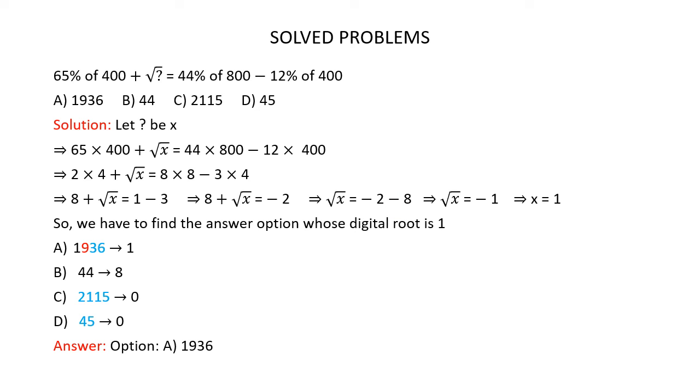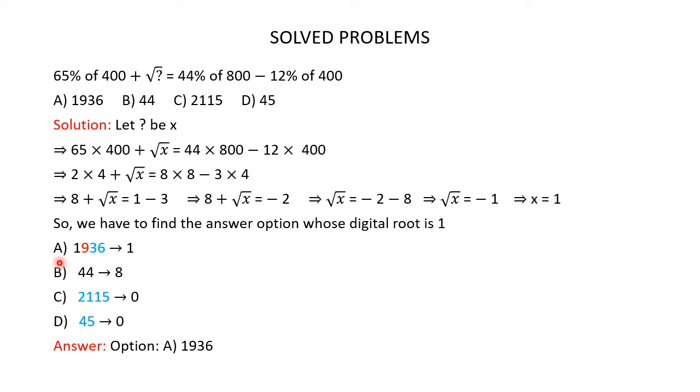1 plus 0 is 1. So square root of x is minus 1. Squaring both sides, you will get x is equal to 1. This means you have to find the answer option whose digital root is 1.